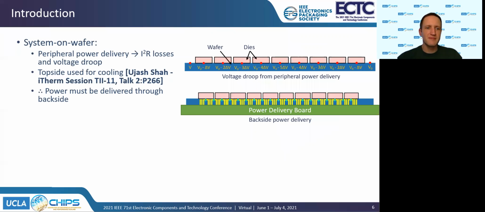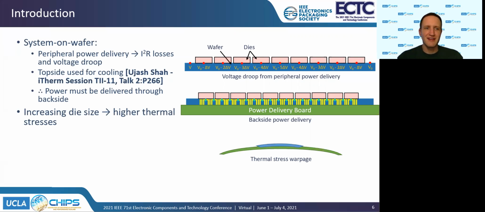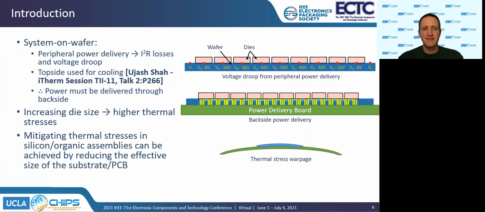So therefore, power must be delivered through the wafer backside using through-wafer vias as depicted in the figure to the right. However, as we understand that in conventional packaging, as die size increases, the thermal stresses also increase, which results in assembly warpage. So given that a system on a wafer is essentially a very large die, we would expect very high thermal stresses in such an assembly. Mitigating these thermal stresses can be achieved by reducing the effective size of the substrate and PCB assembly.